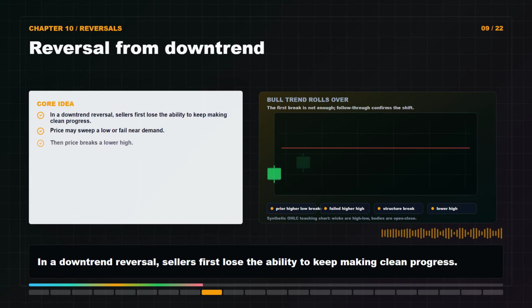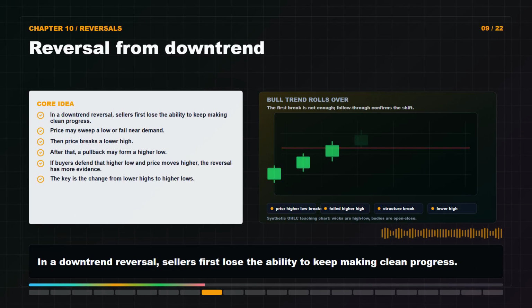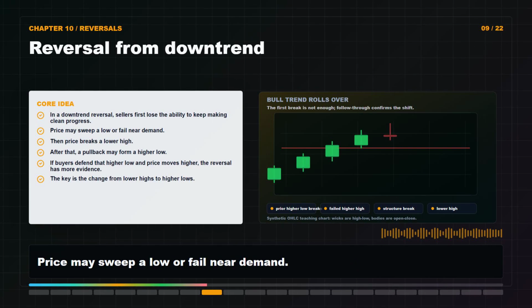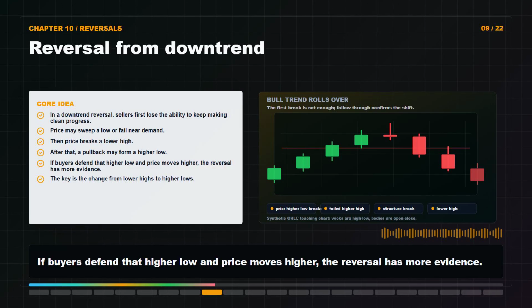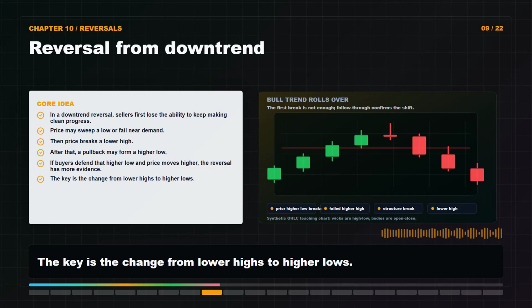In a downtrend reversal, sellers first lose the ability to keep making clean progress. Price may sweep a low or fail near demand. Then price breaks a lower high. After that, a pullback may form a higher low. If buyers defend that higher low and price moves higher, the reversal has more evidence. The key is the change from lower highs to higher lows.